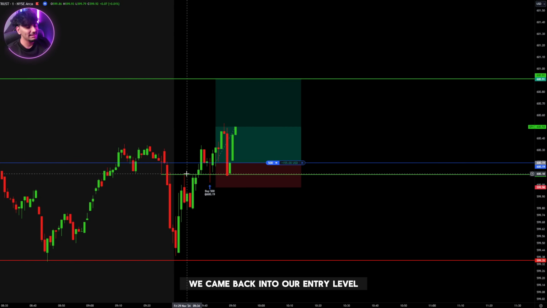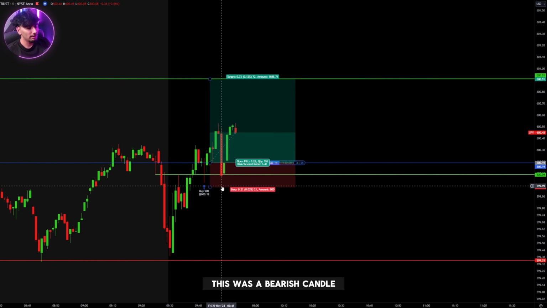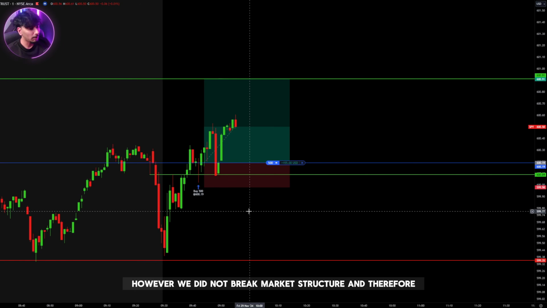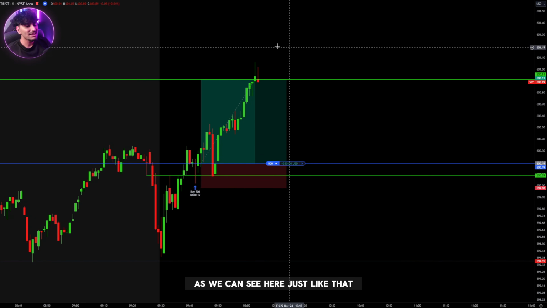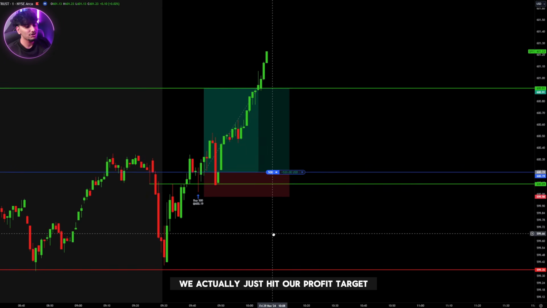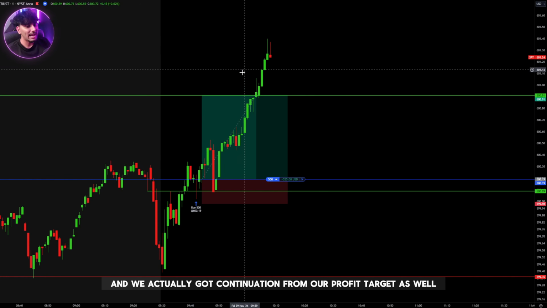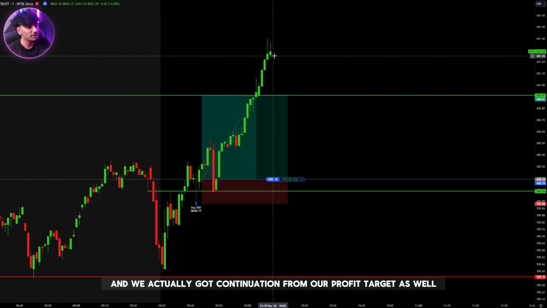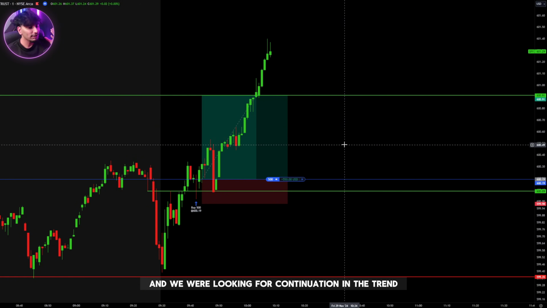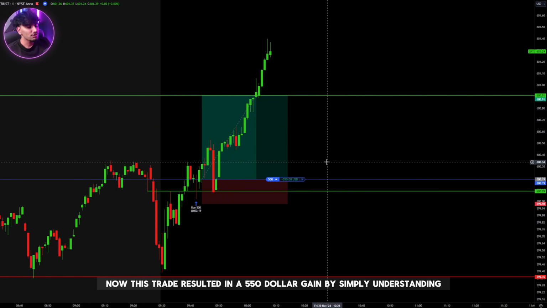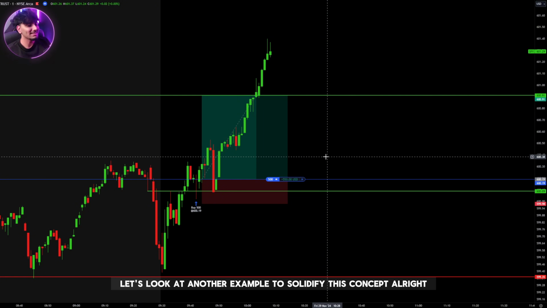We came back into our entry level. This was a bearish candle. However, we did not break market structure, and therefore we would still be in this trade. As we can see here, just like that, we actually just hit our profit target, and we actually got continuation from our profit target as well, because we knew that this was an all-time highs level and we were looking for continuation in the trend. Now, this trade resulted in a $550 gain by simply understanding the higher time frame trend and coming into the day with a thesis. Now, with this being said, let's look at another example to solidify this concept.